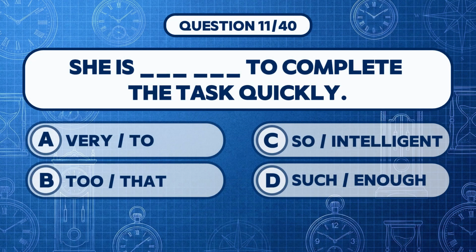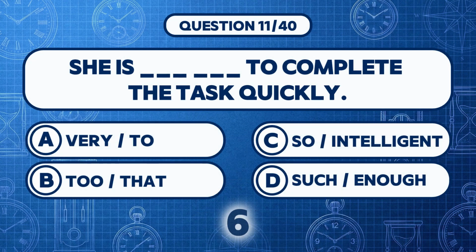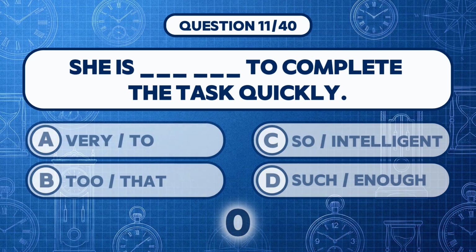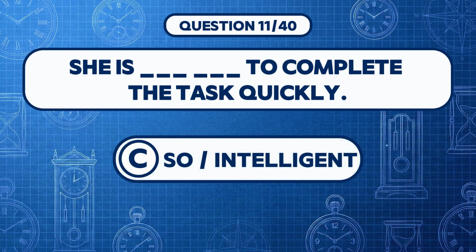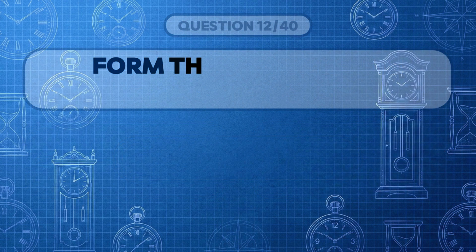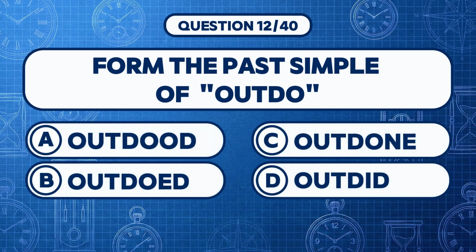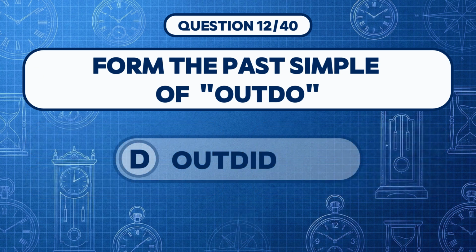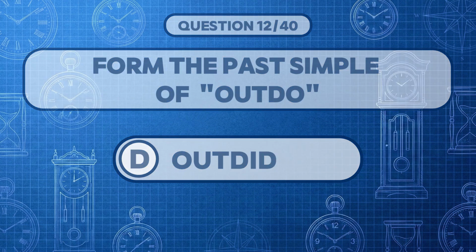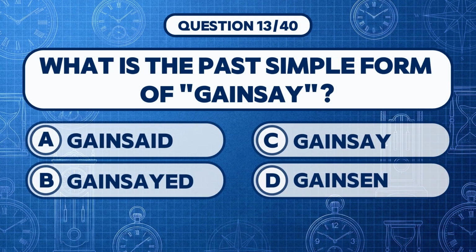Fill in the blank with the correct option. Answer C. She is so intelligent to complete the task quickly. Form the past simple of outdo. Answer D. Outdid. What is the past simple form of gainsay?